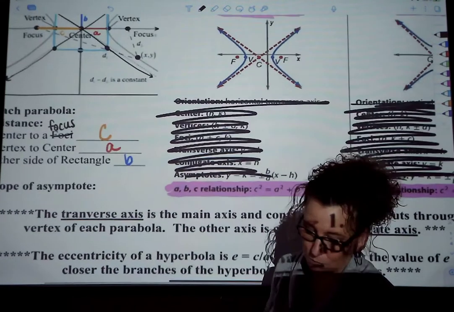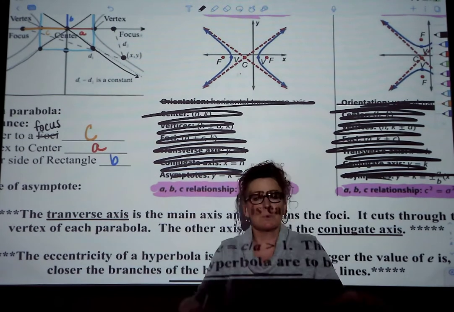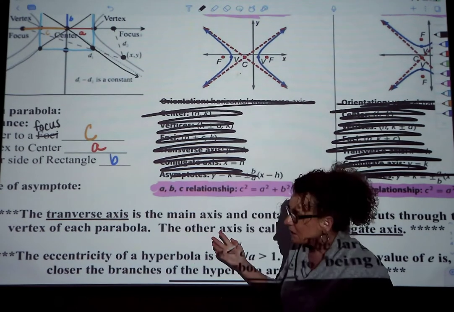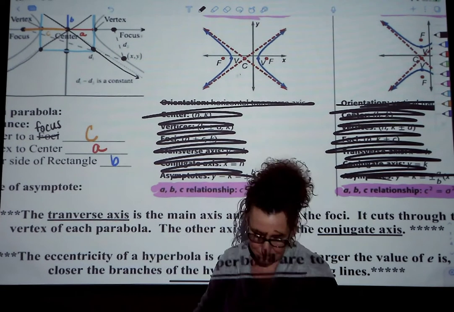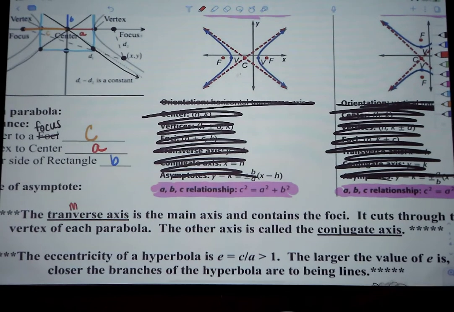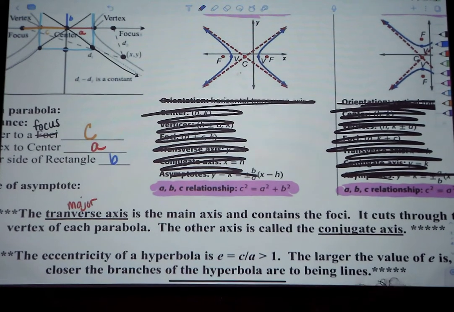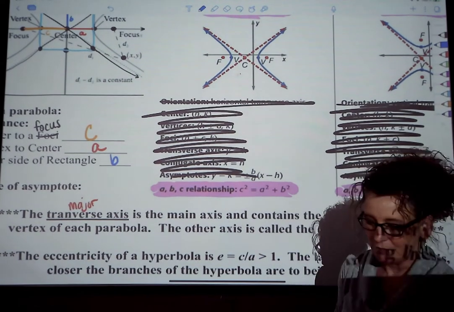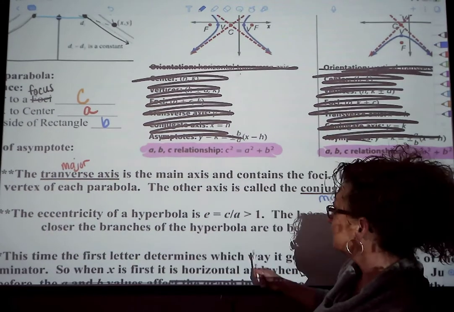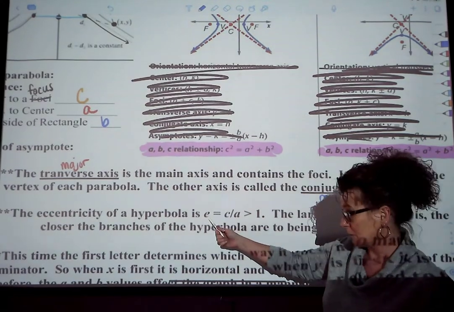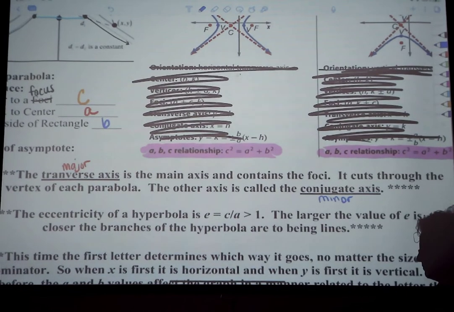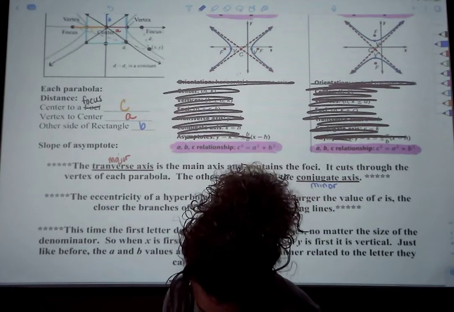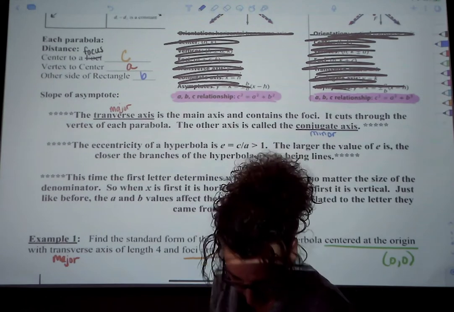Okay. More vocabulary. For the ellipse, we went major axis, minor axis. For the hyperbola, they have to use new words. The transverse axis is the major one. The conjugate axis is the minor one. Why they do that to us, I'll never know. Eccentricity, there's still eccentricity of a hyperbola, and it again is C over A, so that's still good. Okay, and this is telling you, look for which one's positive.